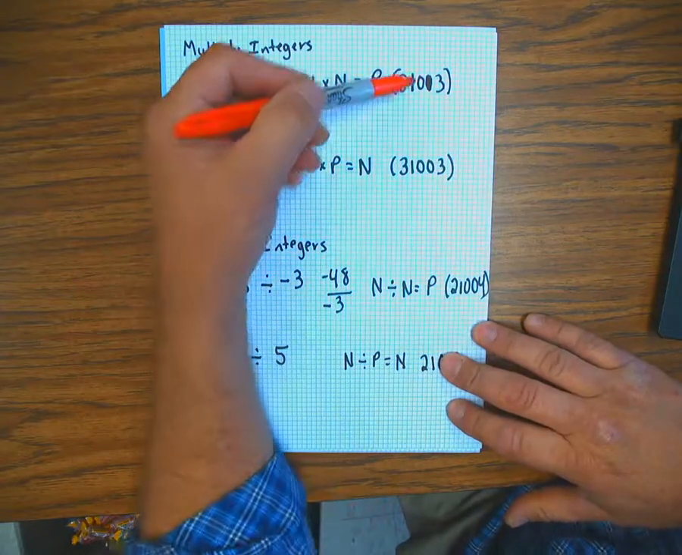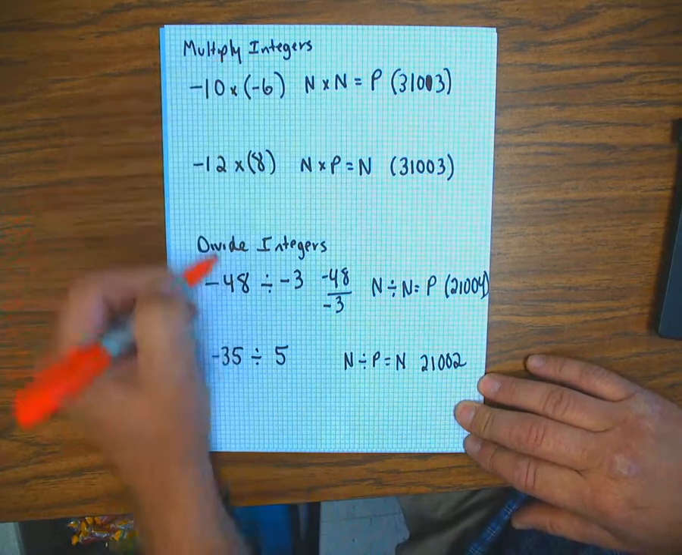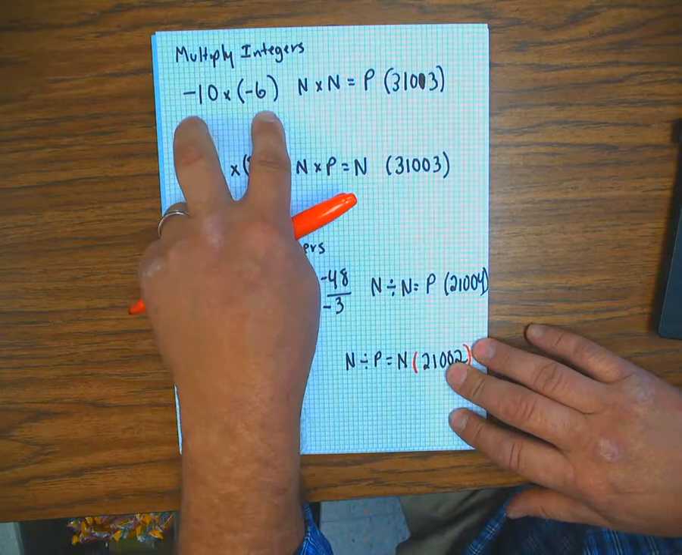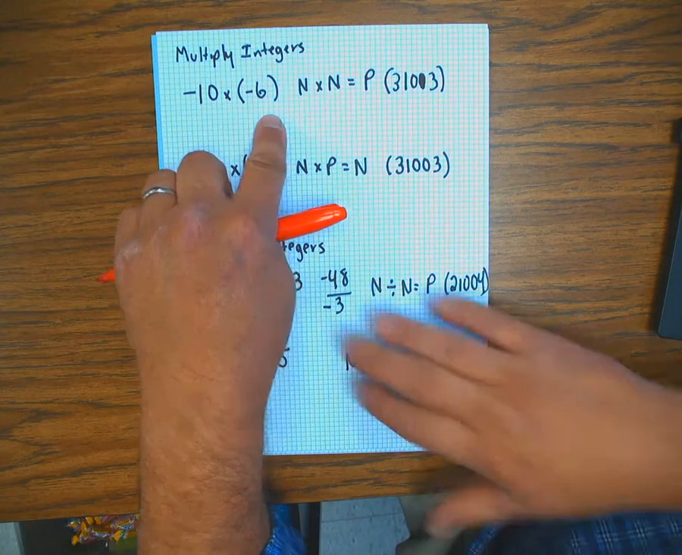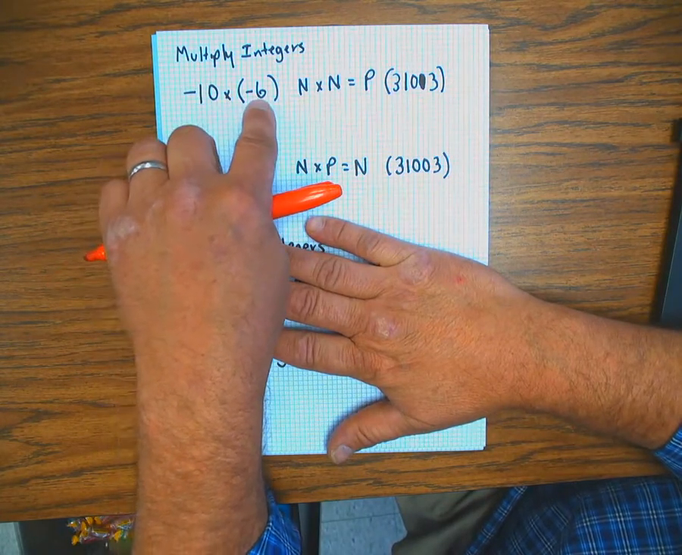Okay, guys and girls, I've got four skill codes for you, and they all revolve around multiplying and dividing integers. Remember, when we talk about integers, we're talking about negative and positive numbers. So for multiplication, the first scenario is a negative number times another negative number.